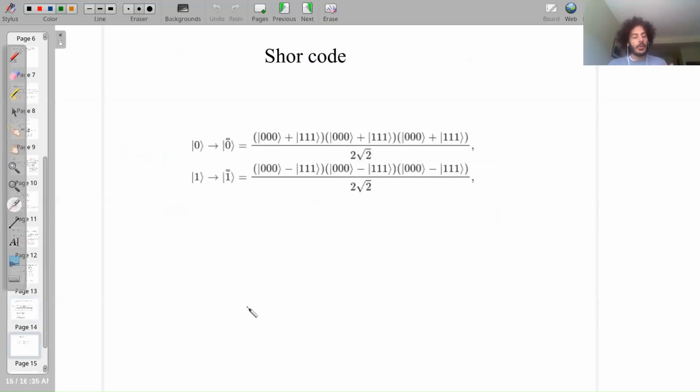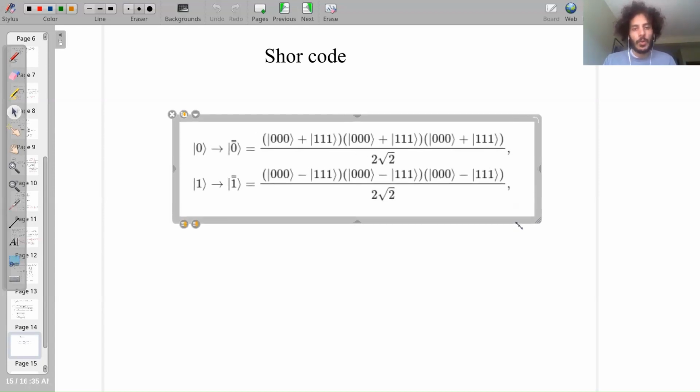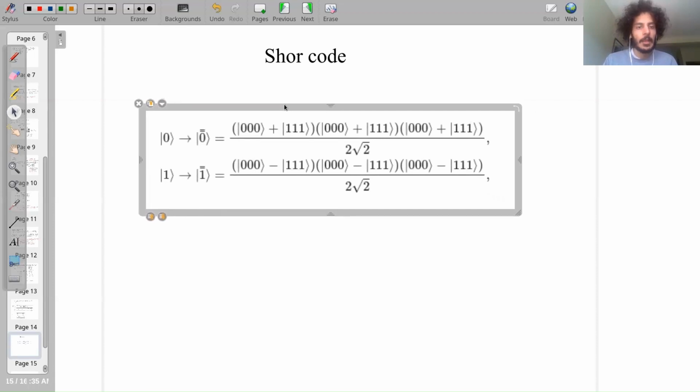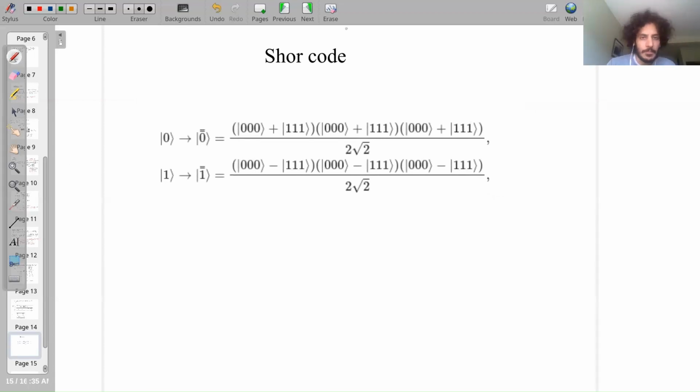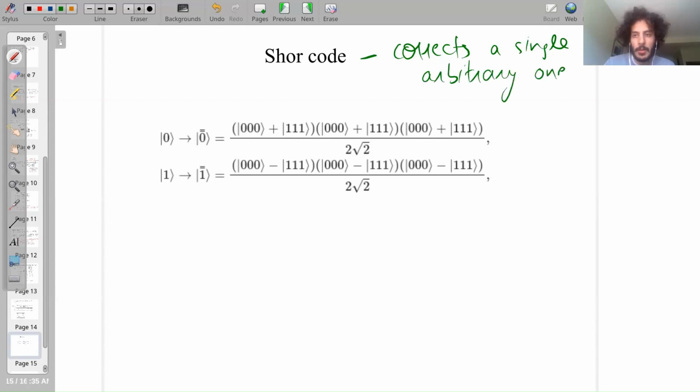Okay, so the interesting code that I really want to talk about before we end, I think I have about 10-15 minutes, so I should not take more than that. So let's talk about the Shor code. And let me already tell you that it corrects a single arbitrary one qubit error.